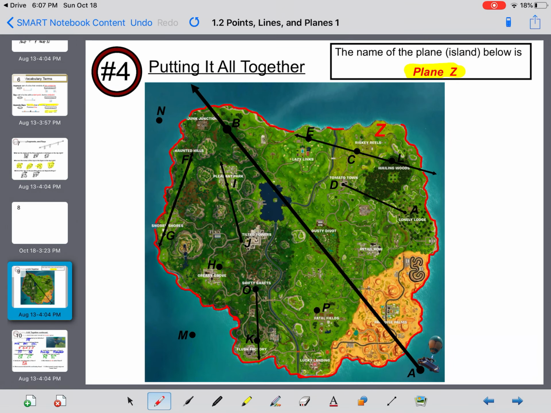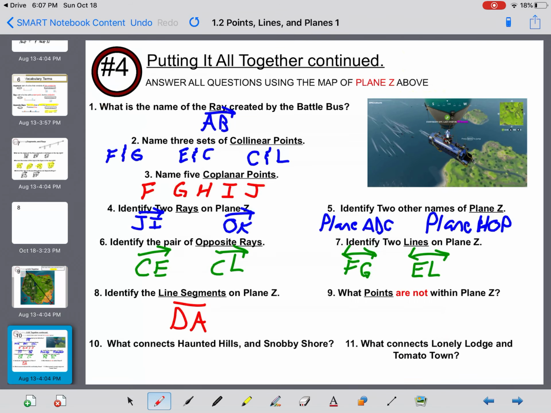What points are not within plane Z? Well, remember, plane Z is the island itself. So what points are not within that plane? And that would be point N, point M, and point A.